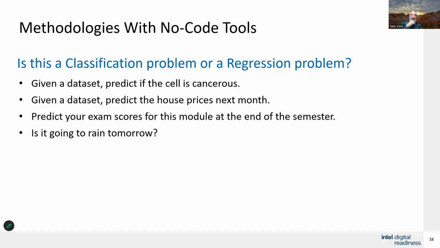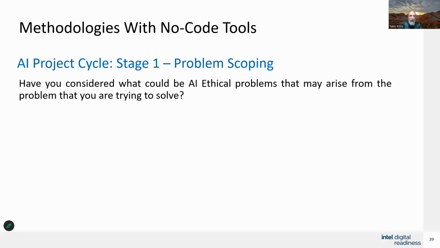But they give all these examples. Given a data set, predict if the cell is cancerous. Given a data set, predict the house prices next month. Predict your exam scores for this module at the end of the semester, that kind of thing. And you ask yourself these questions: which category do we fit into? Because that will decide what you're solving, right? If you don't get what you're trying to solve, what are you doing? You're not doing anything, right?